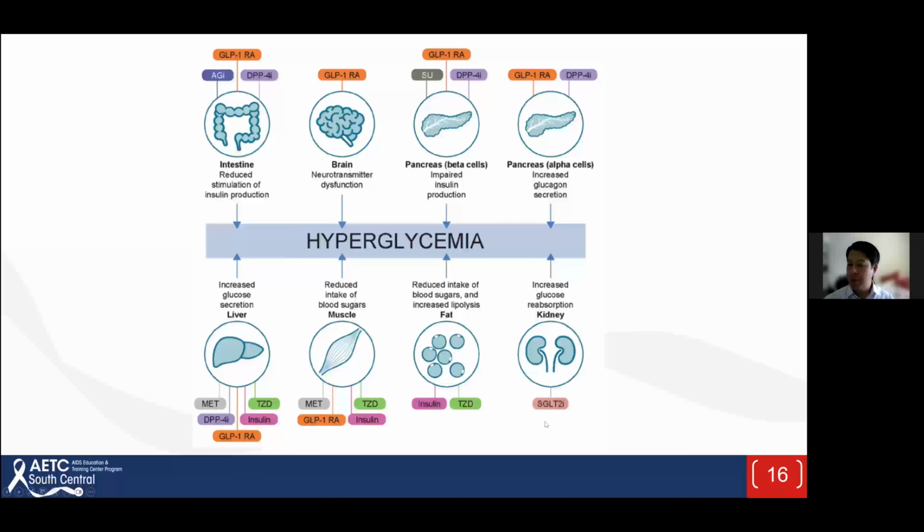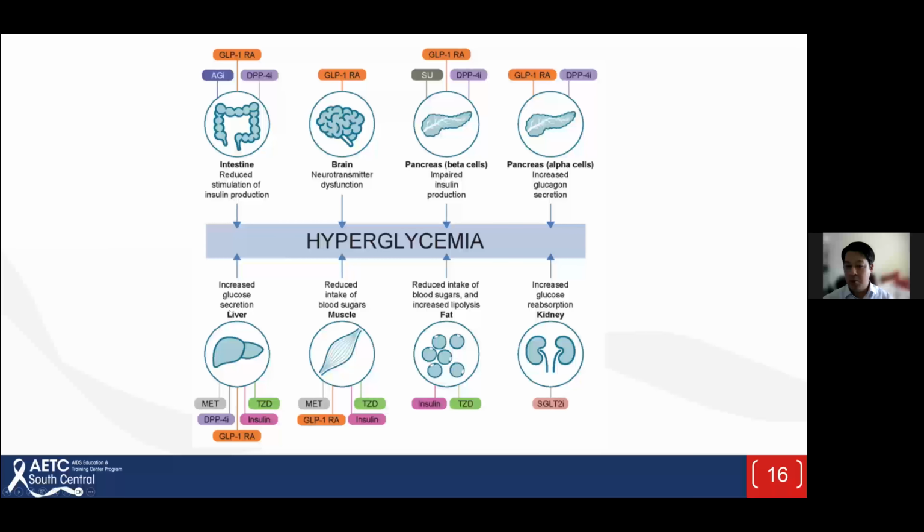Our SGLT2 inhibitors, the class that came out in 2013, are now proven to have lots of benefits in cardiovascular disease and preserving kidney function over the long term. This would be a great add-on if we need to manage diabetes and our GLP-1 just isn't cutting it. And then lastly, our TZD has an important role in insulin sensitivity. The TZD, thiazolidinedione, or a common name for that is pioglitazone, is really the only drug we have available now that increases insulin sensitivity.